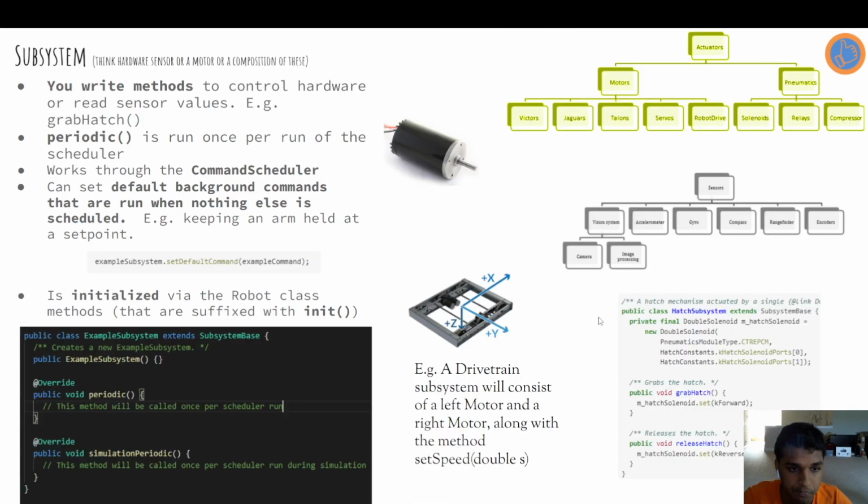Like I said, this is pretty much just what I said earlier. You write methods to control hardware or read sensor values, like maybe how far an encoder has traveled. A drivetrain subsystem will have a left motor and a right motor, and maybe you have a method called set speed, which will just make them go to a certain speed.